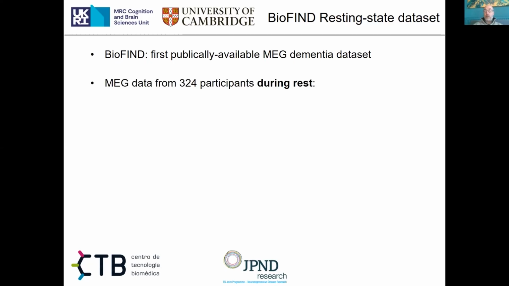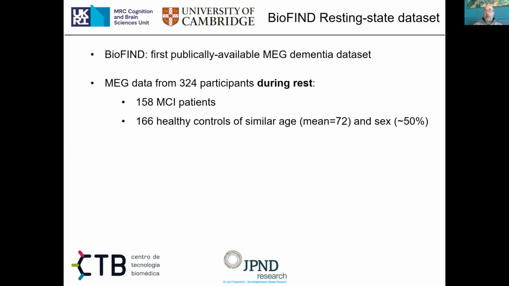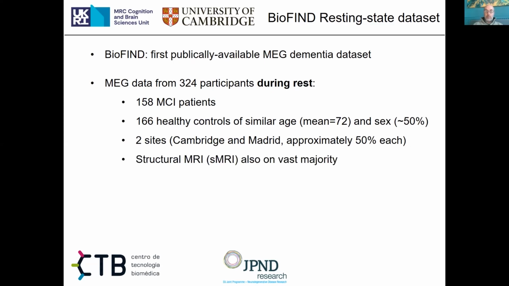At the moment, it contains 324 participants, but we're constantly trying to grow it, who have at least 2 minutes of resting state MEG data. Roughly half are patients with mild cognitive impairment, and half of them are controls of similar age and male-female distribution. Half the data are recorded in Cambridge, half in Madrid, the same type of MEG machine, the old Vectorview, but different sites, which allows you to also look at generalizability of any MEG biomarker across sites, which will be important if it ever has clinical utility, because obviously every clinic will potentially have a different MEG machine, slightly different MEG data properties.